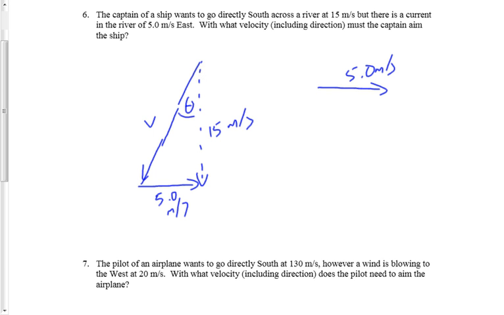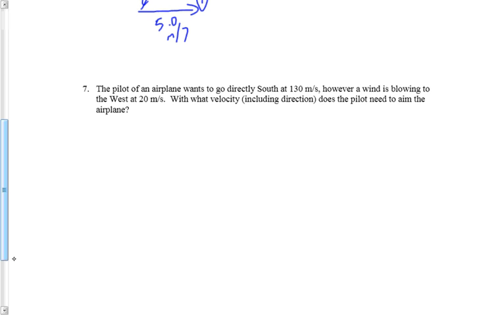Let's draw the diagram for number 7 as well while we have it here. The pilot of an airplane wants to go directly south at 130 meters per second. Solid or dotted? He wants to go south. He actually goes south. It's going to be a dotted line to the south at 130 kilometers per hour. There's a wind blowing to the west at 20 meters per second.